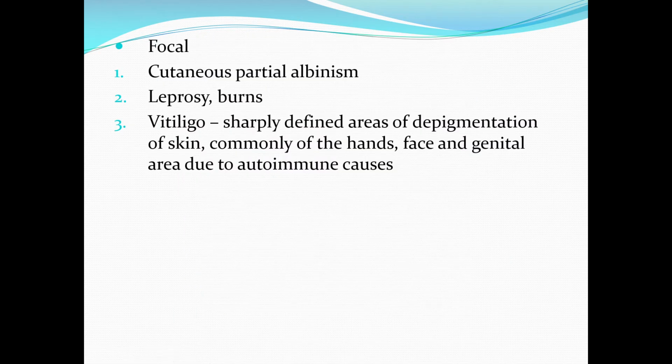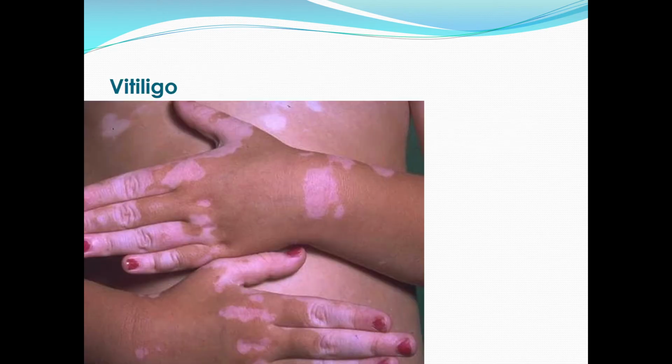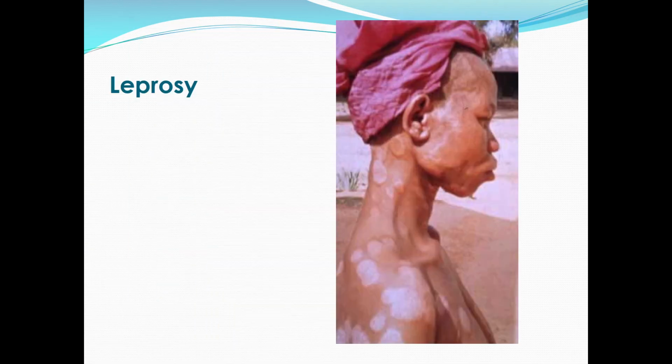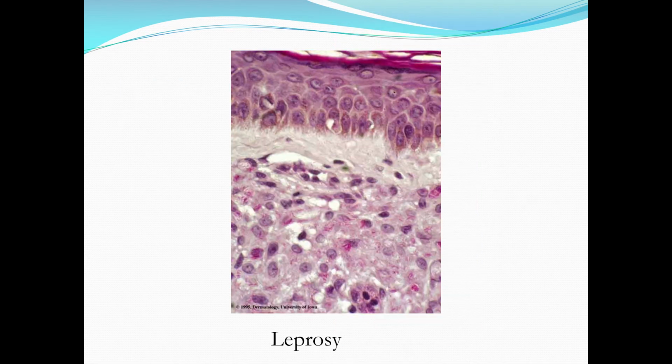Focally it is found in cutaneous partial albinism, leprosy, burns, and vitiligo. So these are the examples of focal hypopigmentation. That was the generalized, and this was the focal. Vitiligo, an example of focal hypopigmentation. Leprosy is also an example of focal hypopigmentation.